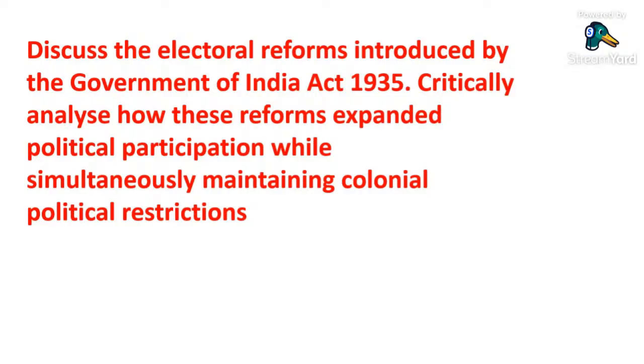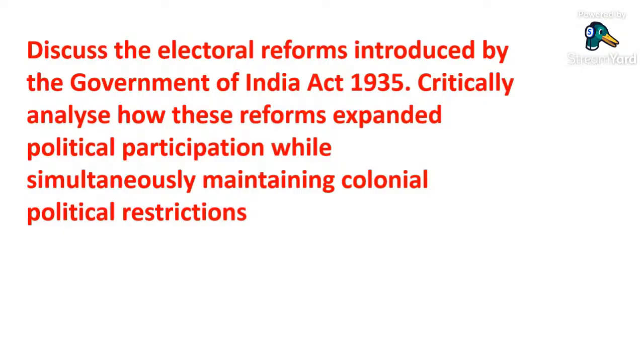Provincial autonomy. Indian leaders at the provincial level could now legislate on subjects like health, education, and local government. This provided a training ground for Indian politicians to engage in governance. Then, women's representation. For the first time, separate electorates for women were introduced, enabling their participation in decision making. However, the franchise for women remained limited to a small privileged section.